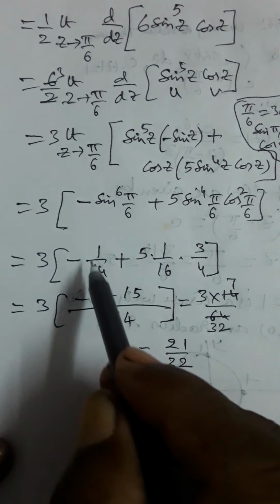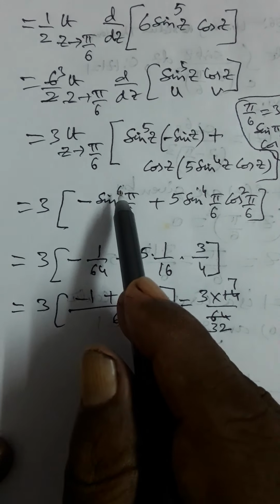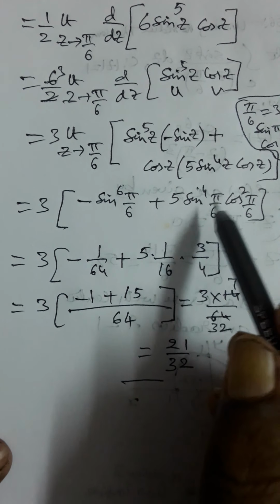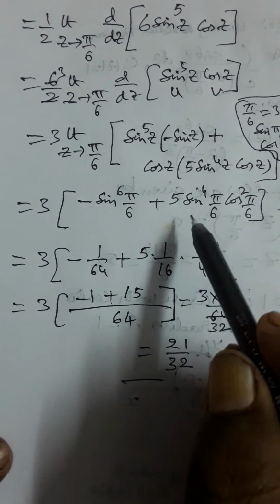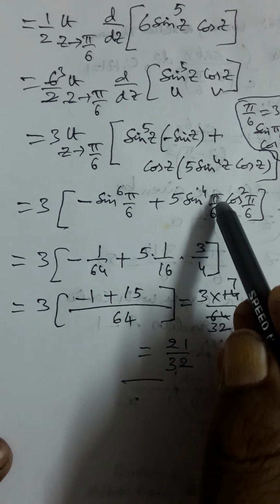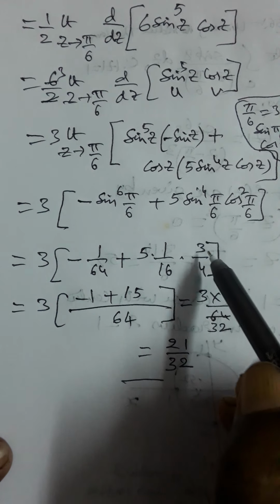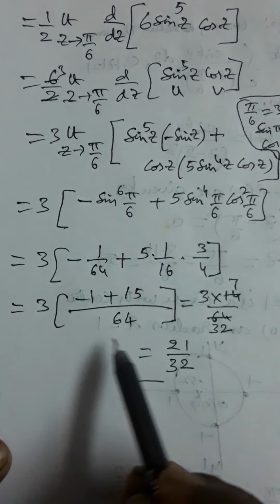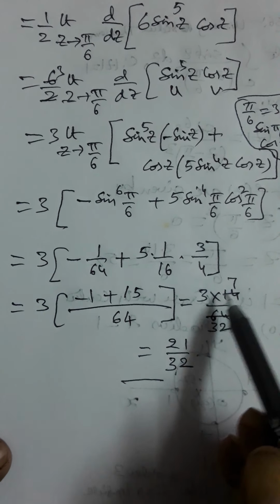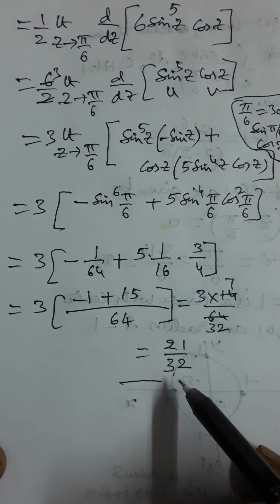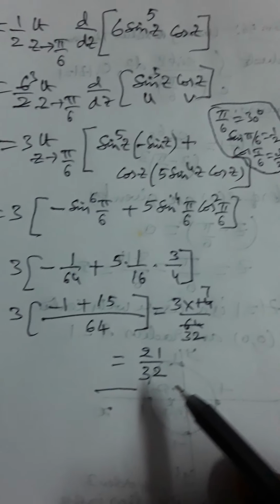So we get (1/2)^6, 1/64. Here we get (1/2)^4, 1/16, and (√3/2)^2, 3/4. So taking 64 as the LCM, 14, 7 times 2, 21/32 is your final answer.